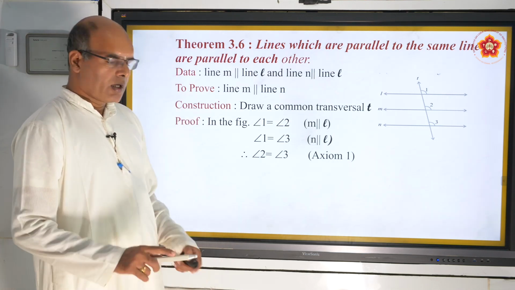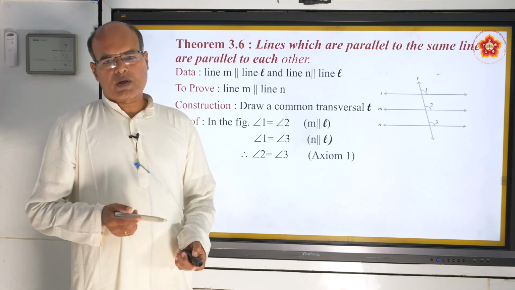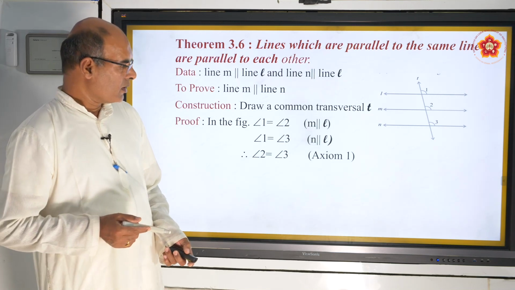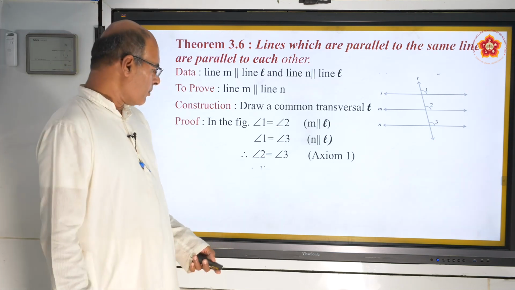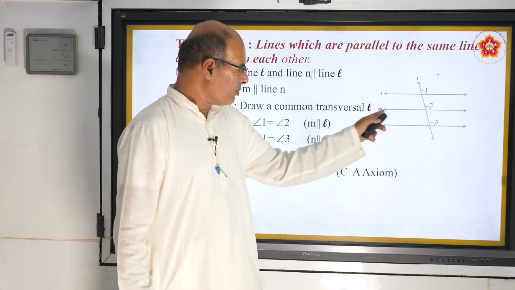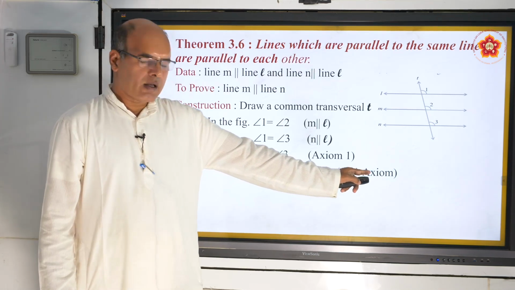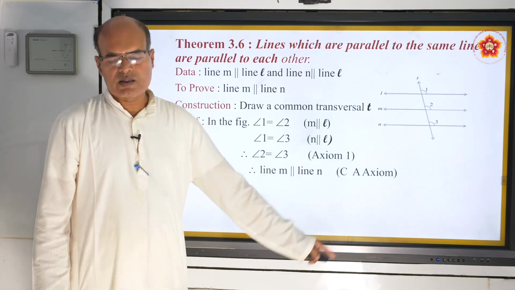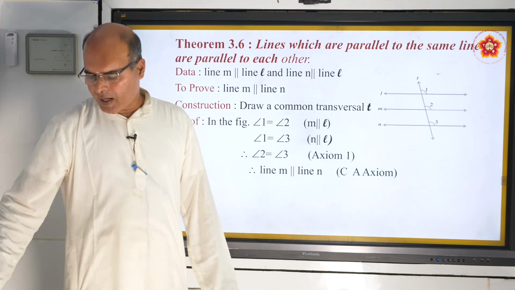So now apply the converse of the corresponding angles axiom. That is, if the corresponding angles are equal, then the lines are parallel. Here angle 2 and angle 3 are equal, which means M and N are parallel, by the corresponding angles axiom. So this is about parallel lines.